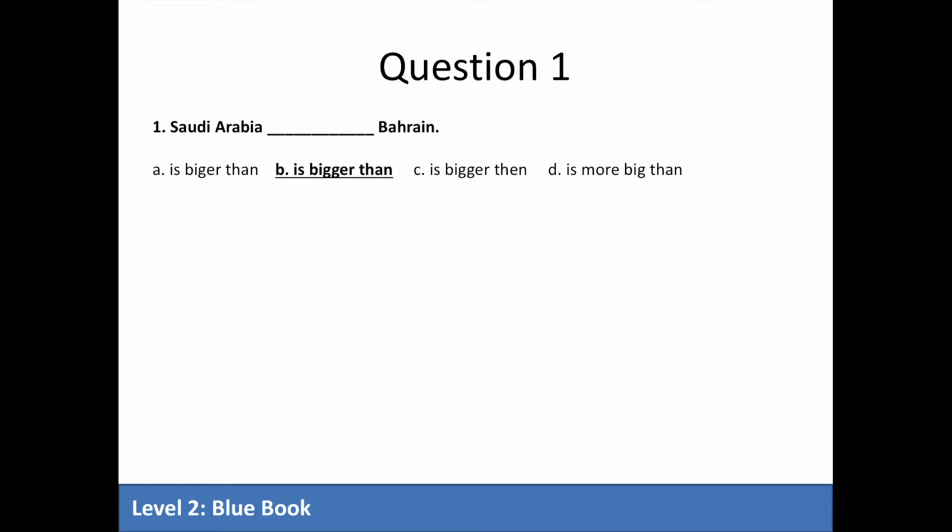Question 1. Saudi Arabia blank Bahrain. So here we have two objects we want to compare. First, we need a verb. We're talking about Saudi Arabia, so we can use is. Now we're talking about the size. We have the comparative adjective big. Okay, we know that big has a consonant-vowel-consonant spelling pattern, so we'll need to double the G and add ER plus than. So B is the correct answer.